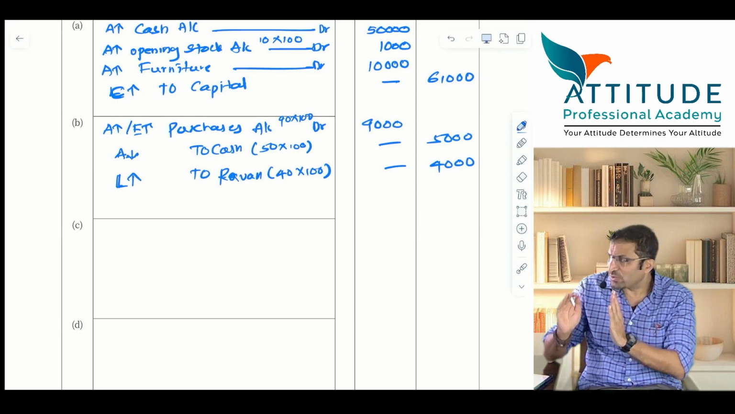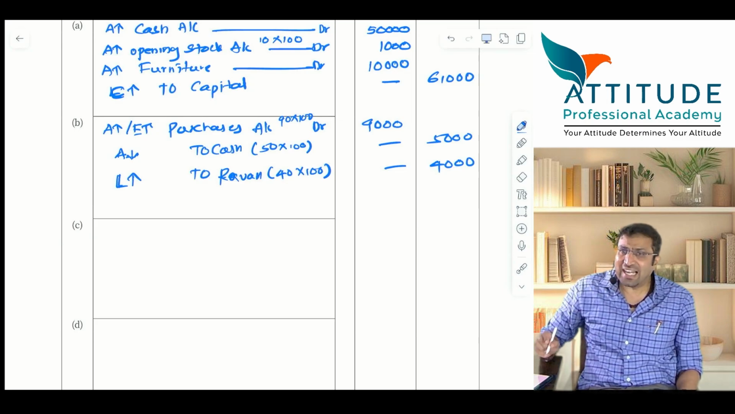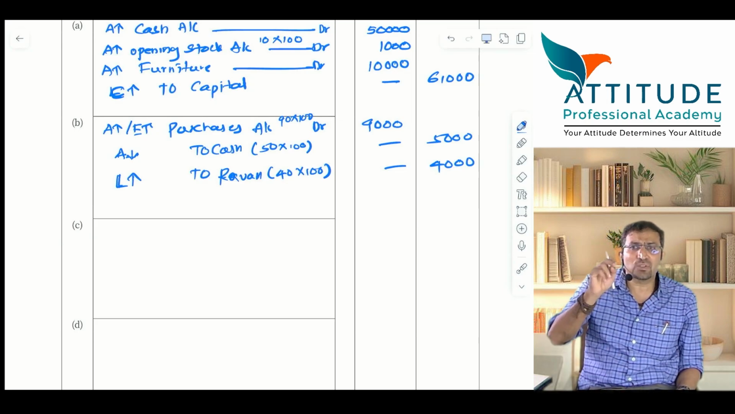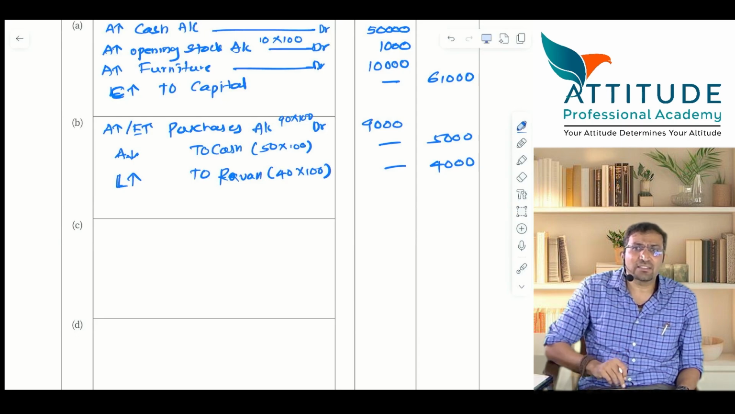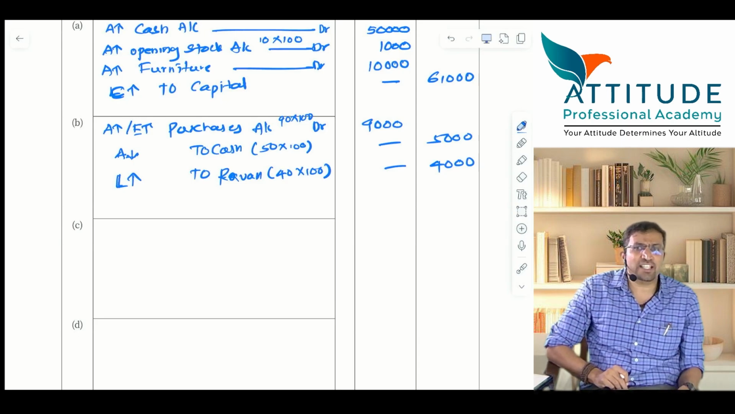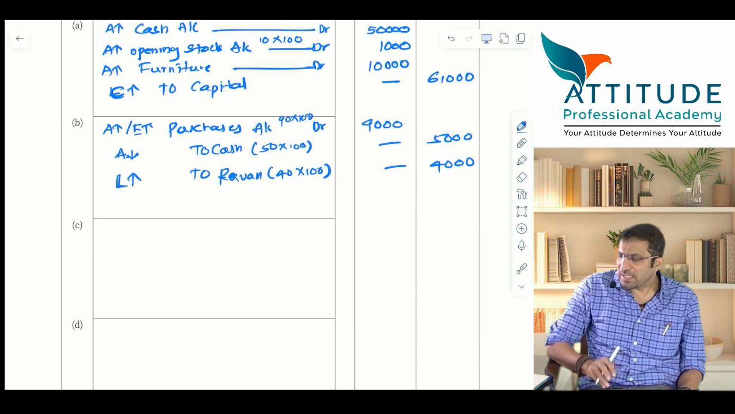So, obviously, he has got sufficient amount of shirts to sell. And correct, 80 shirts he has sold. And how has he sold these 80 shirts? One is for cash, another is on credit. Yes or no? I think 50 shirts he has sold for cash. And 30 shirts he has sold on credit. Please tell me the entry.